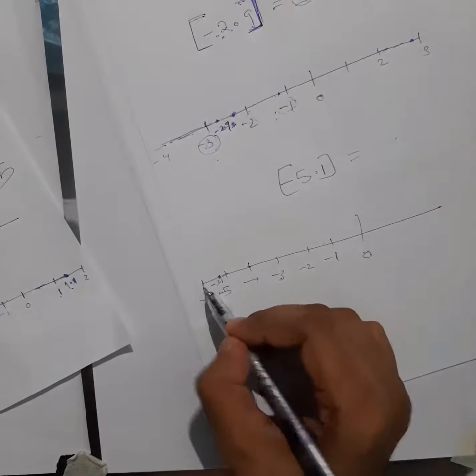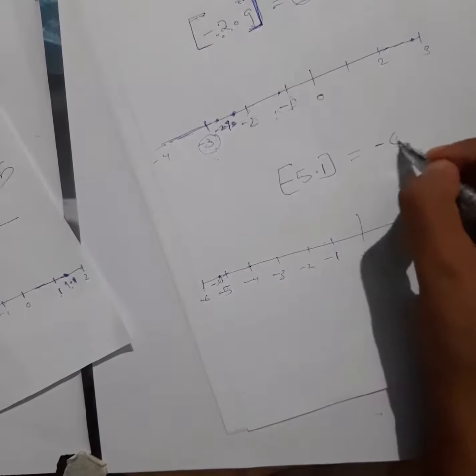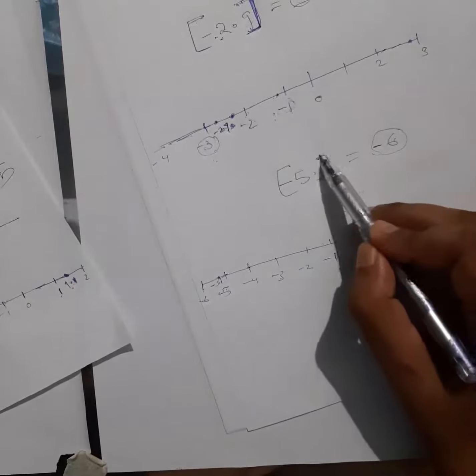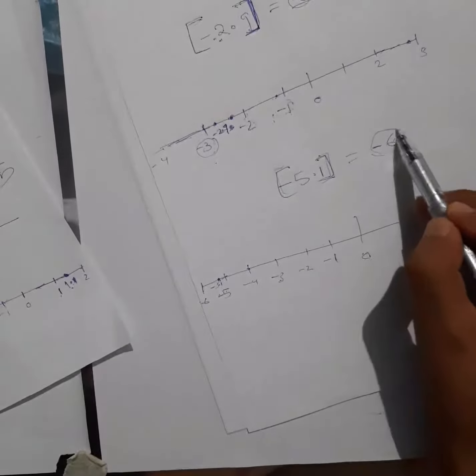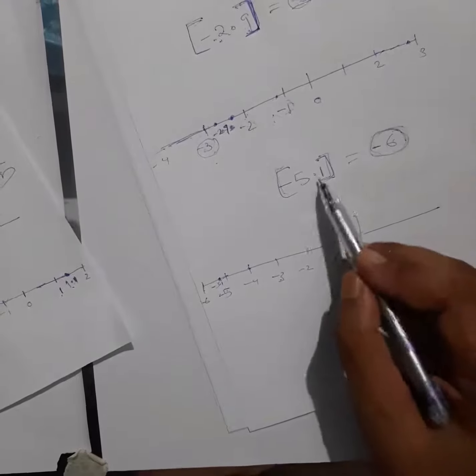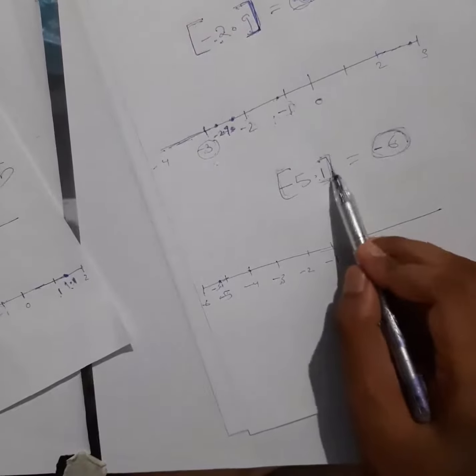What is the biggest integer, greatest integer? It will be minus 6. That's why this is called the greatest integer function. This function will give you output as the greatest integer. Okay, that's why its output is always an integer. Remember, a point value you can never get whenever the greatest integer function is there. Clear?